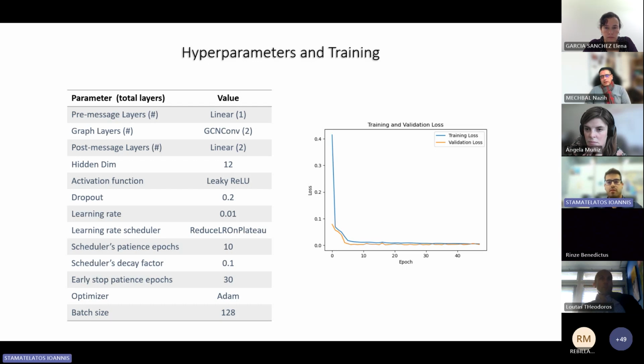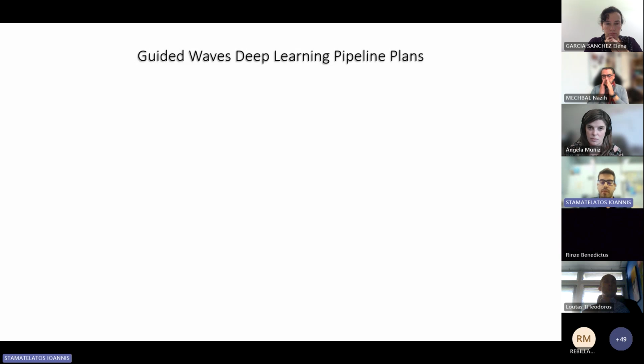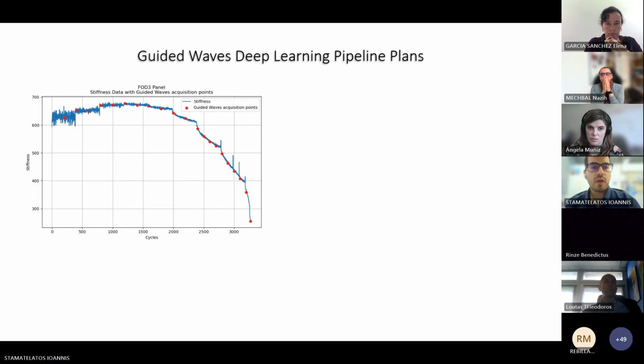These are the hyperparameters that were used. I don't know if I should go into much detail here. This can be asked after in a Q&A. Okay, and then I will describe the guided wave approach, using guided waves.